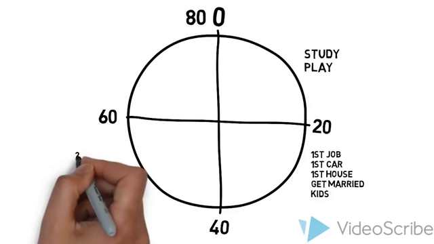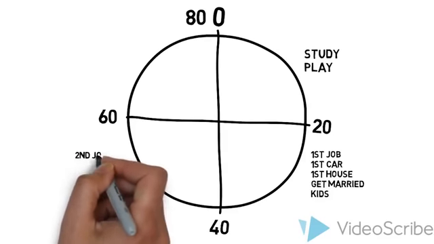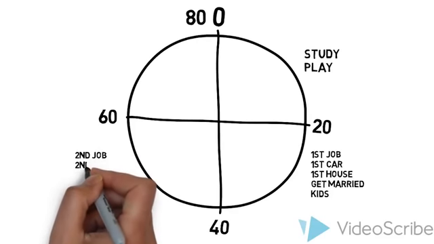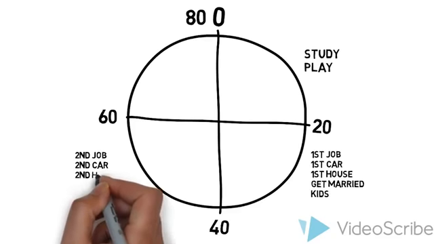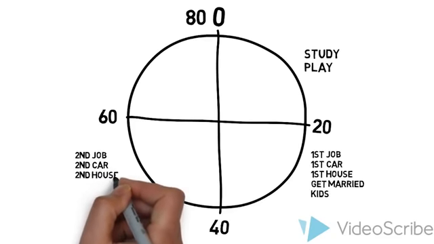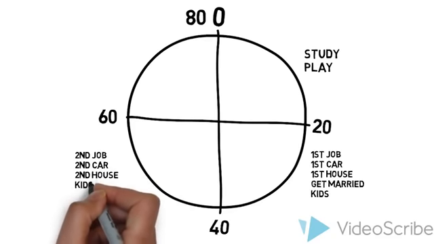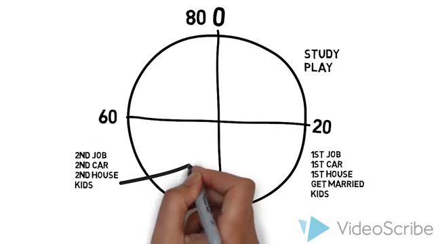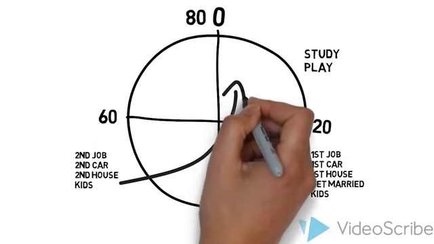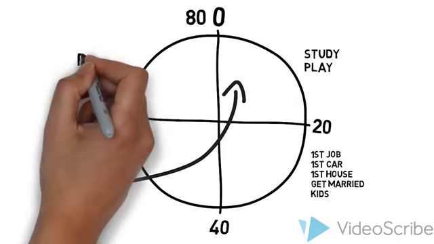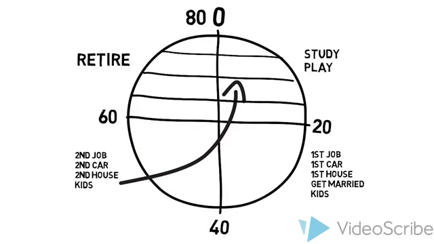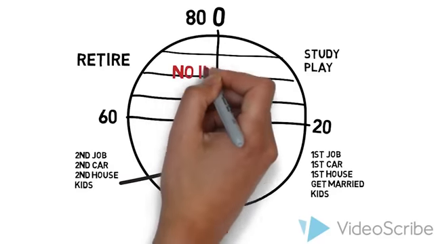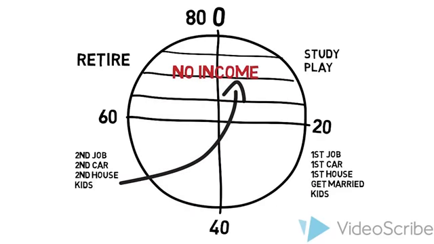40 to 60, we might change our job or start a business, so we might take on a second job. We definitely buy a second car. It's 20 years, you're now driving a piece of junk. We might buy a second house as an investment. But more important is our kids are getting ready to finish their first part of life. 60 to 80, we hope to retire. Now, this part of our life is the most important because there is no income.